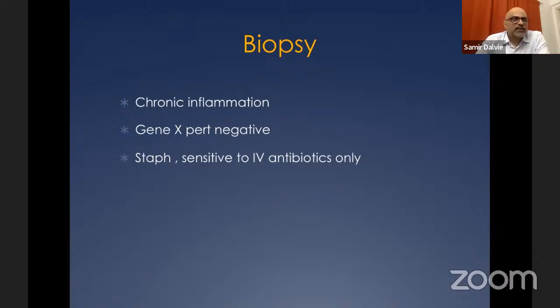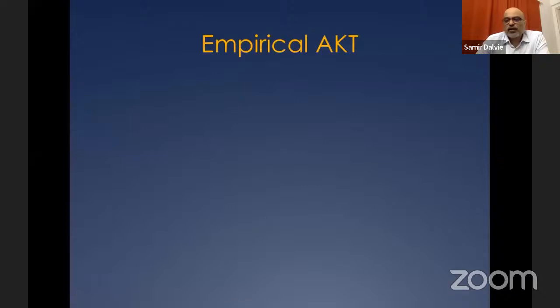What happens is these patients sometimes get better because rifampicin works against staph, but the dose of rifampicin for staph is 600 BD. So you are underdosing them for staph and then going ahead with that. Now, what about empirical AKT? What is the concept of empirical AKT?